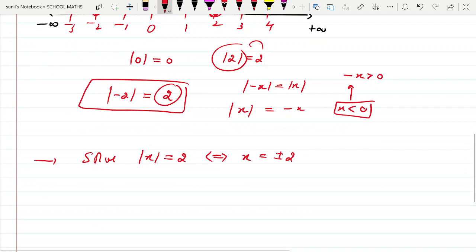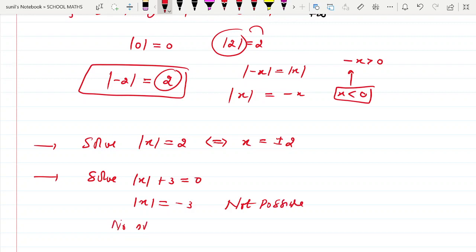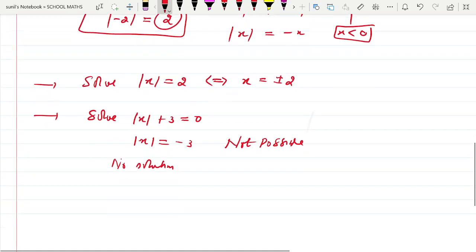Now if somebody says solve mod x plus 3 equals 0, it means mod x is equal to minus 3, which is absurd. This is not possible. Not possible means this equation has no solution, because certainly there is no real number on the number line whose distance is negative, because distance is a non-negative thing.